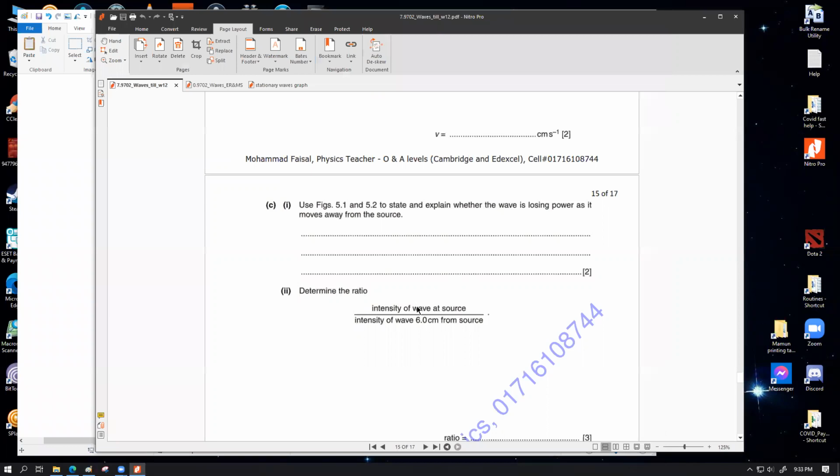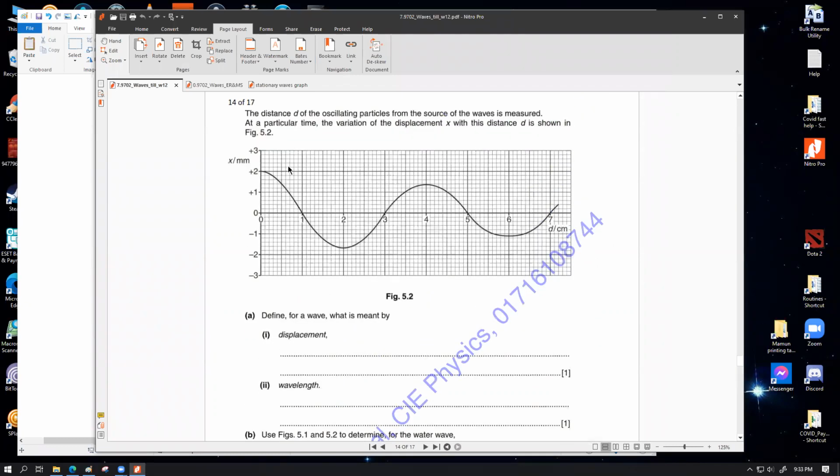The question says that we're going to calculate the intensity ratio at source divided by 6 centimeter from the source. So have a look. What is the displacement exactly at the source? This is actually 2 millimeter. And at 6 centimeter, how much would you define as this displacement? What is the amplitude at this point? 1.2 millimeters. This is actually 1.1. I think it is 1.1.